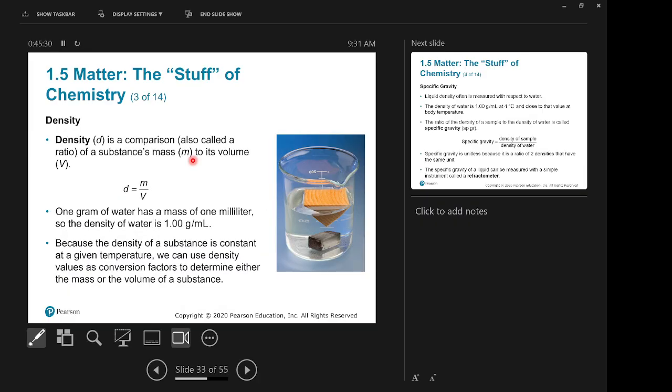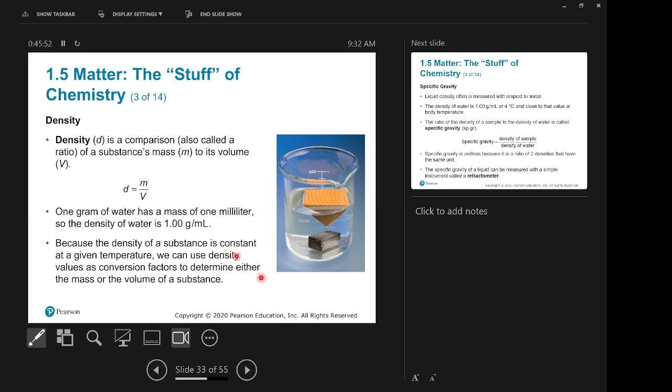Okay, so density, this is a comparison between mass and volume. So mass divided by volume. And you'll see density quite often. Typically, you would see the density of water, which is about 1.00 grams per milliliter. Okay. And that's the density of water.